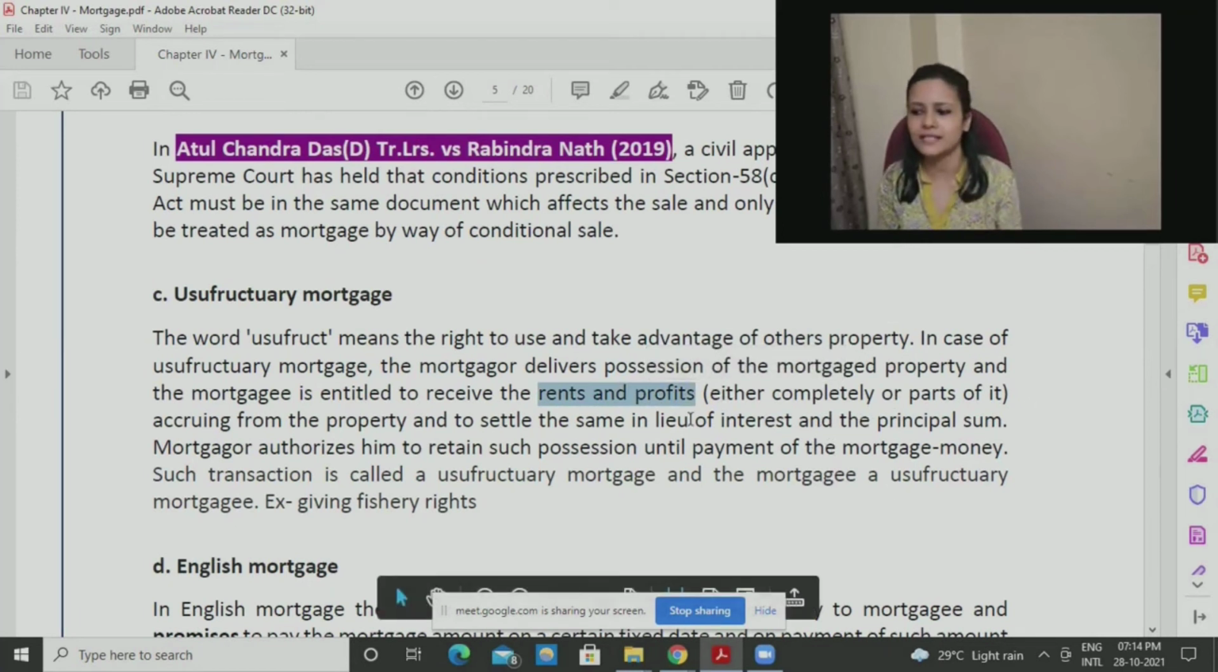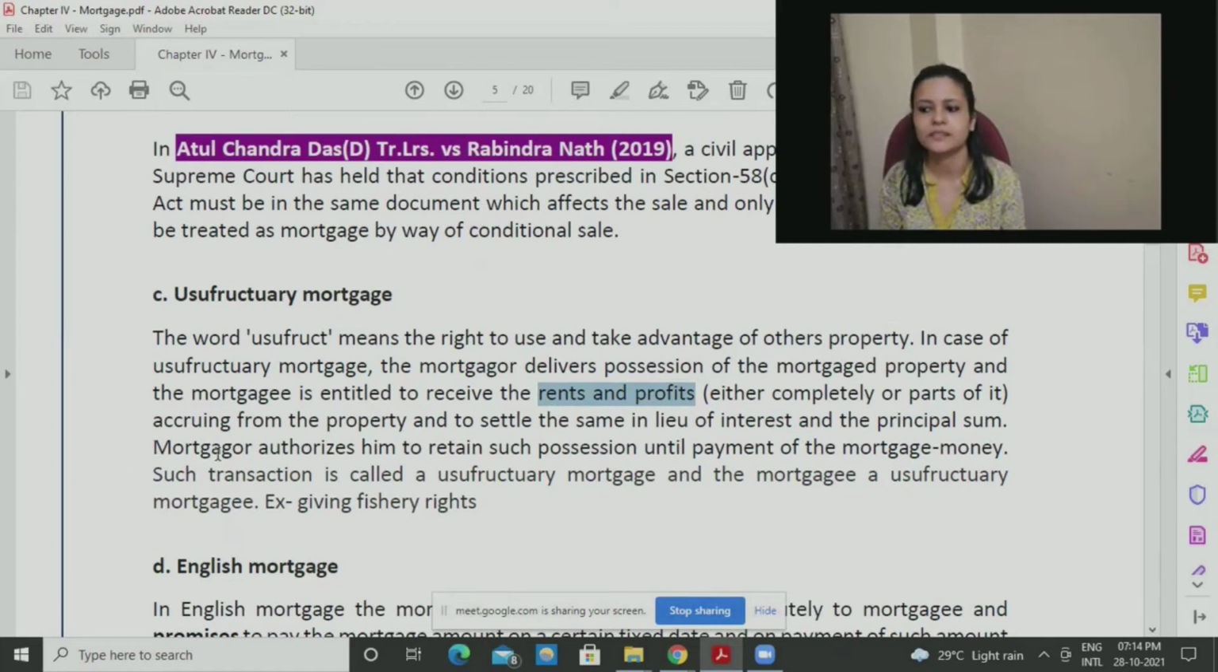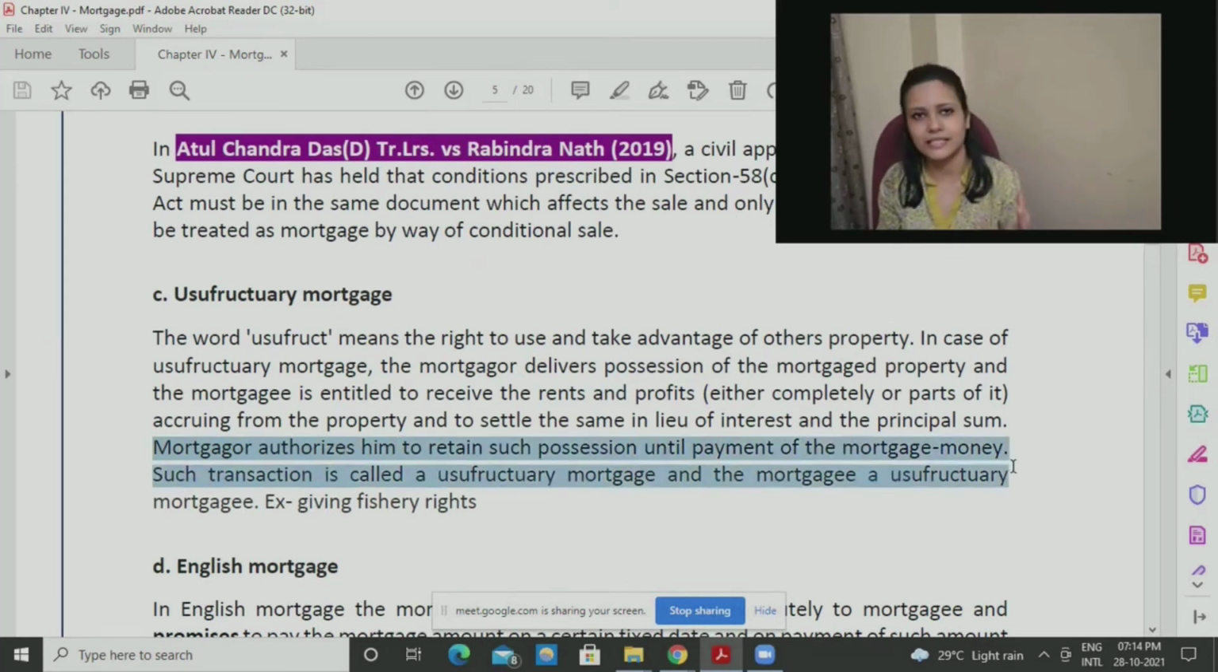Once it's cleared, property will be returned to the person. So the mortgager, or the original owner of the property, will authorize the mortgagee that you can retain possession until payment of the mortgage money, until and unless you have received the entire amount. Such a transaction is called a usufructuary mortgage, and the mortgagee is the usufructuary mortgagee.